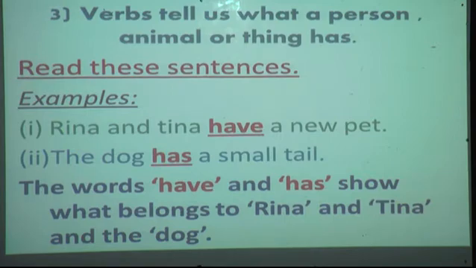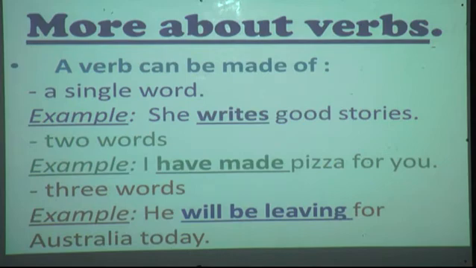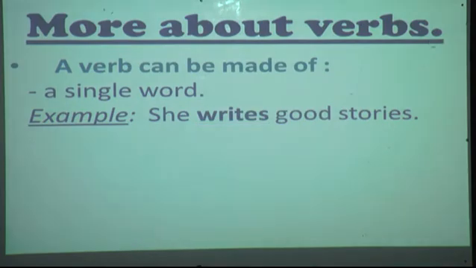Now here we are going to learn more about verbs. First, a verb can be made of a single word. Example: she writes good stories. Now in this sentence, recognize what the verb is. What is the action done over here? Writes. Yes or no? She is writing a good story. So writes is a verb and it is a single word.